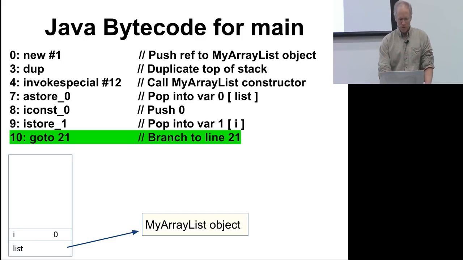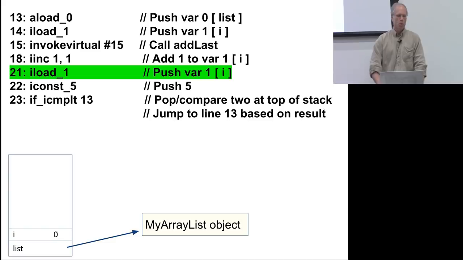That just says, instead of executing, go to a different place. So I'm going to hit it, and this is more of the bytecode for the main method. And suddenly we're executing at byte 21.